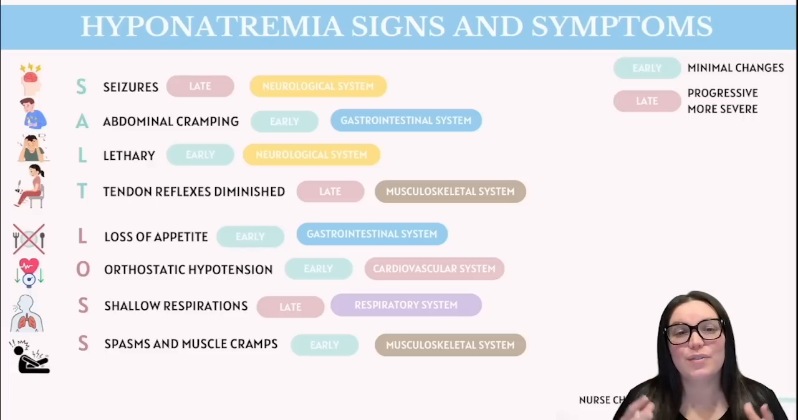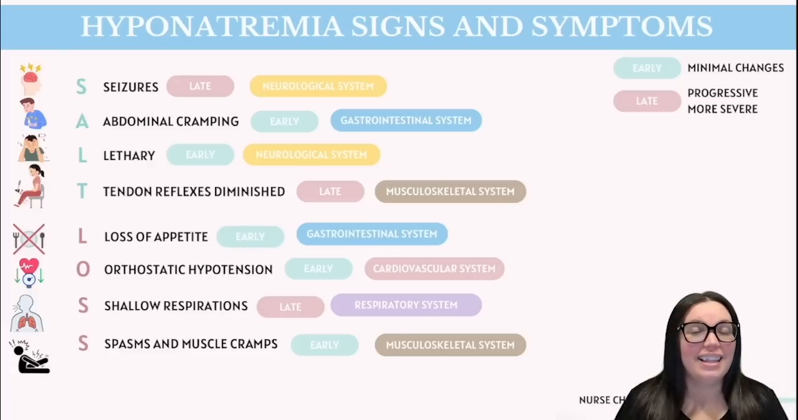T stands for tendon reflexes are diminished because low sodium can impair nerve signal transmissions, causing a decrease or sluggish reflex. L stands for loss of appetite. Electrolyte imbalances like hyponatremia can cause gastrointestinal upset. This will lead to nausea as well as a reduced desire to eat.